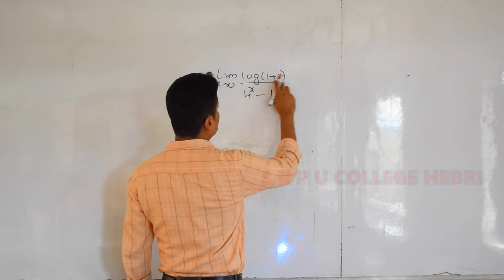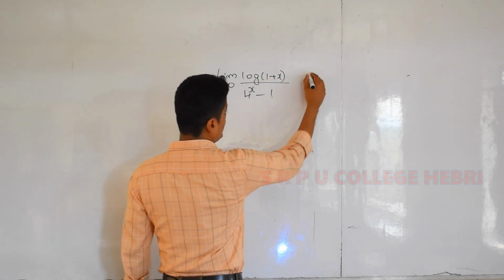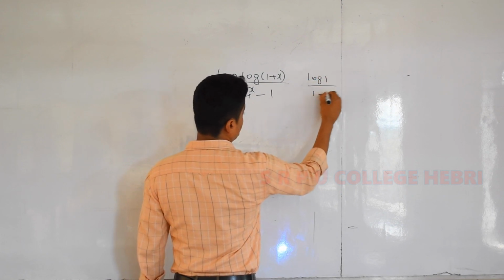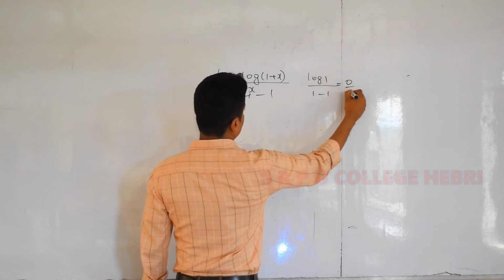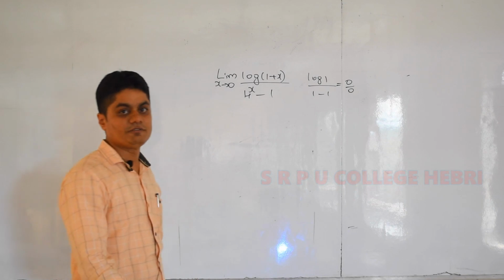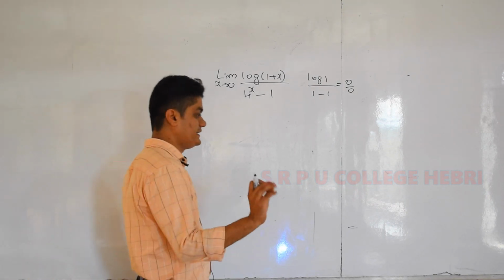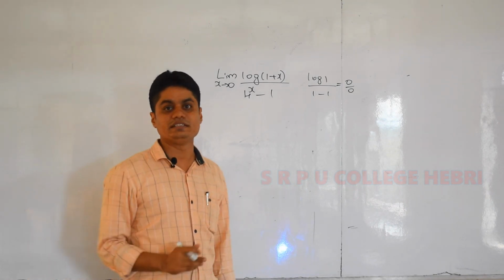Substitute x is equal to 0. When we put x equal to 0, what do we get? log 1 by 1 minus 1. So it is in which form? 0 by 0. This is in the form of 0 by 0. So you identify the indeterminate form, and now it is easy to complete.